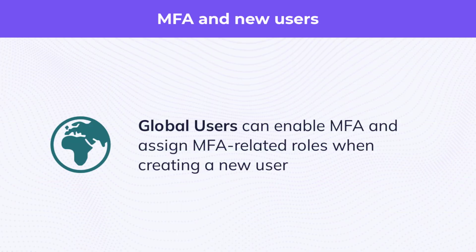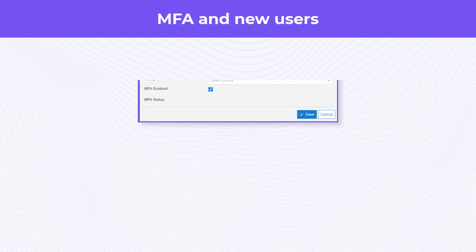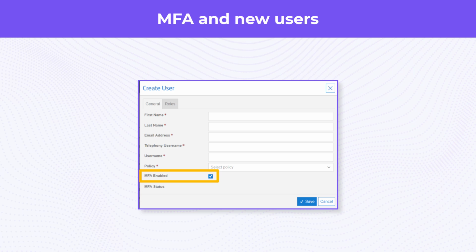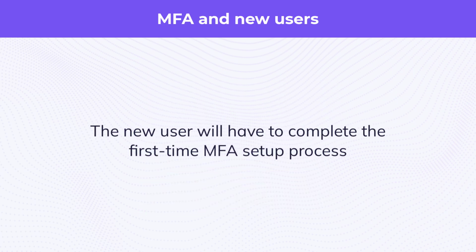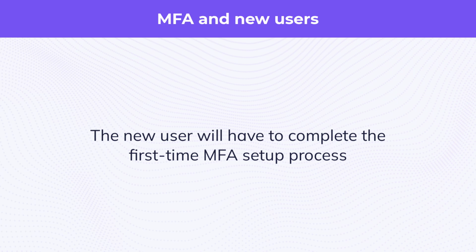Global users can also enable MFA and assign MFA-related roles when creating a new user. During the user creation process, select MFA Enabled to activate MFA. This will force the new user to complete the first-time setup process.